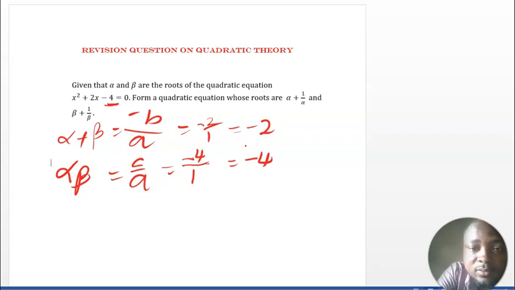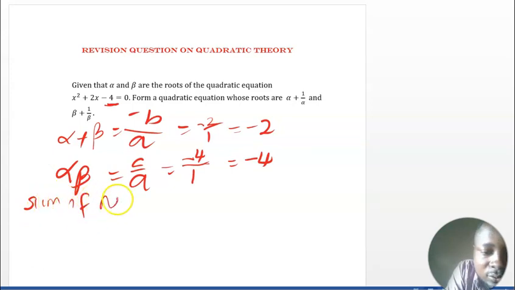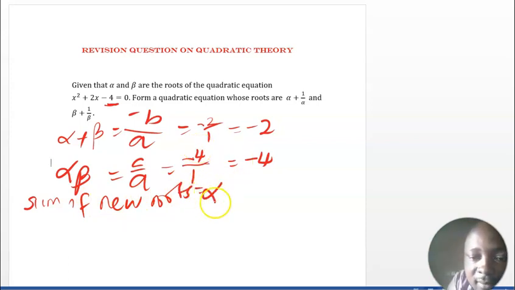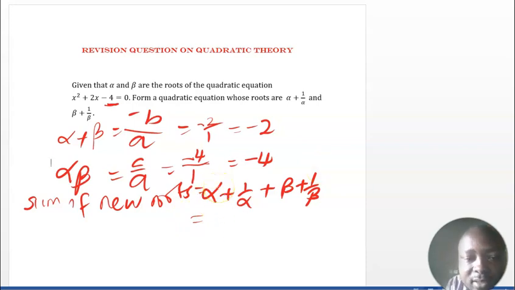Now, next is that we have to form a quadratic equation whose roots are alpha plus 1 over alpha and beta plus 1 over beta. Okay, so we have here the sum of new roots. The sum of new roots here, we are going to have alpha plus 1 over alpha plus the other root beta plus 1 over beta. Now, looking at this, there are several approaches because we have put it in mind that we have alpha plus beta and we equally have alpha beta. So we group them: alpha plus beta, plus 1 over alpha plus 1 over beta.